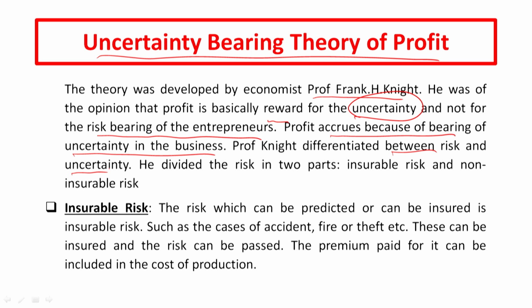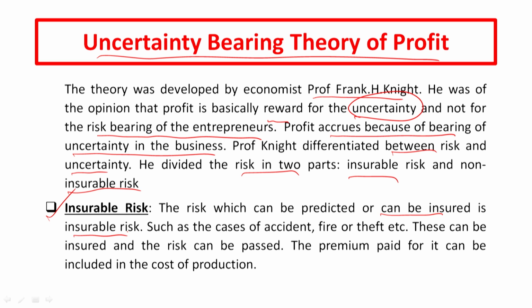He further divided the risk into two parts: insurable risk and non-insurable risk. So we'll try to understand first what is insurable risk. The risk which can be predicted or can be insured is insurable risk, which means any such kind of risk which can be predicted beforehand, that it can happen or can be insured.